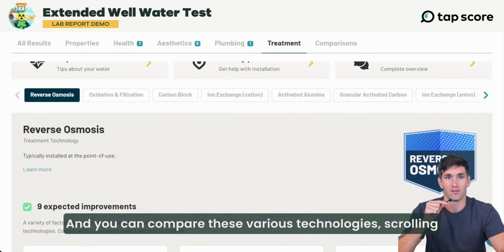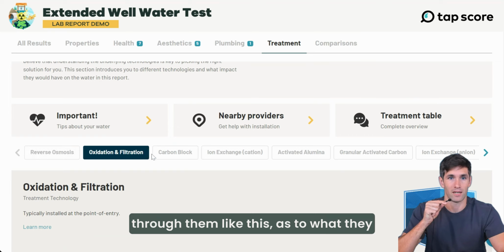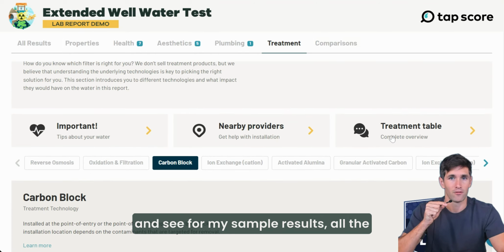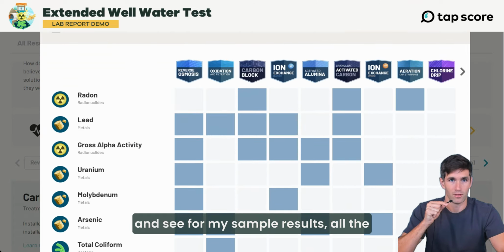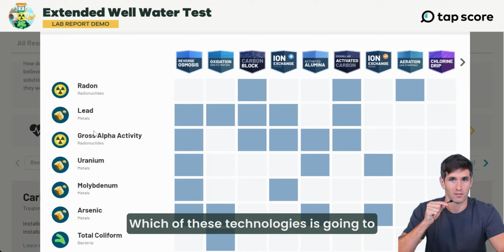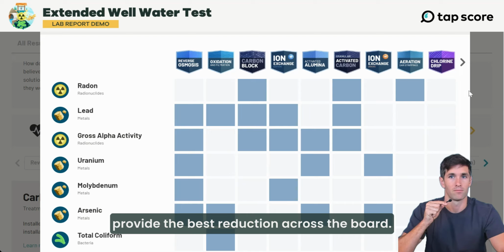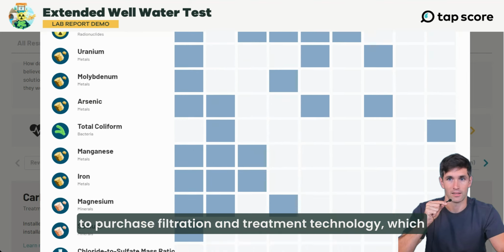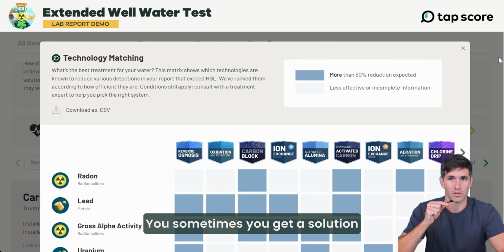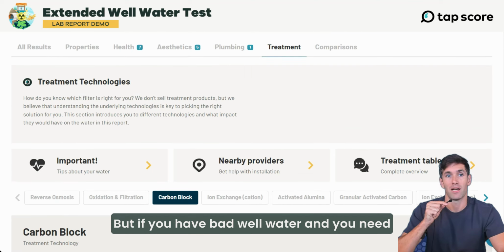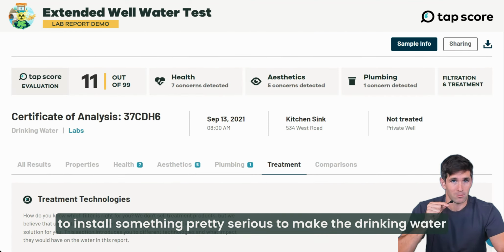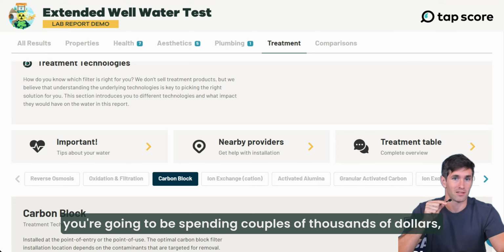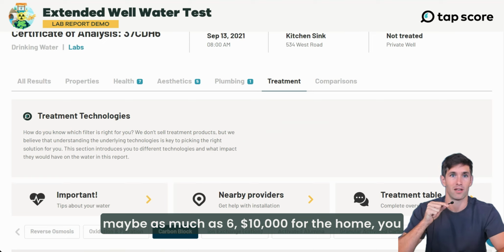And you can compare these various technologies, scrolling through them like this, as to what they are likely to reduce from your report. You can also look at the full table and see, for my sample results, all the issues that were found in the water, which of these technologies is going to provide the best reduction across the board. This is really helpful when you go to purchase filtration and a treatment technology, which can be cheap. Sometimes you get a solution for under $1,000, but if you have bad well water and you need to install something pretty serious to make the drinking water drinkable and the shower water pleasant to shower in, then you're going to be spending a couple thousand dollars, maybe as much as $10,000 for the home.